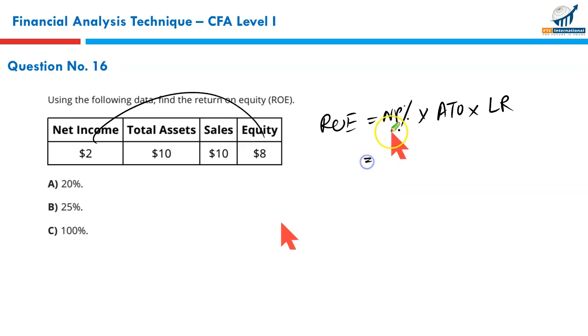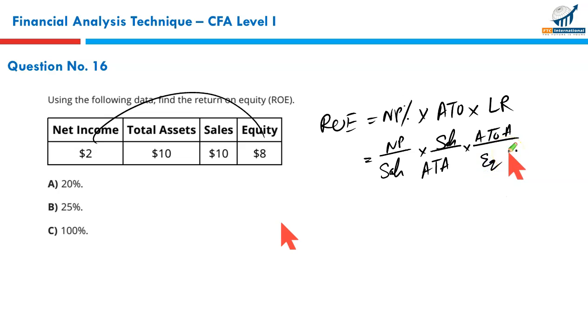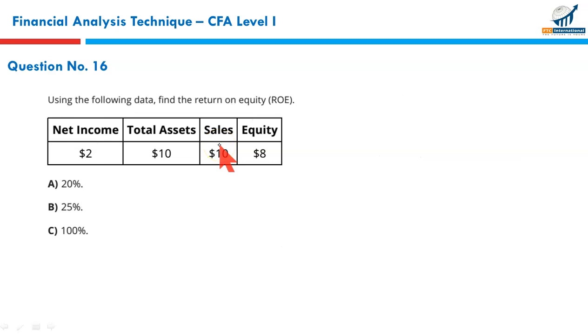We know the component parts of it. This is the long shot. Net profit percentage is net profit or net income upon sales. Assets turnover is sales upon average total assets. And the leverage ratio is equal to average total assets upon average total equity, or just equity in this case. You can do this directly. Return on equity is equal to 2 by 8, and there you go. 25%. That's your answer.